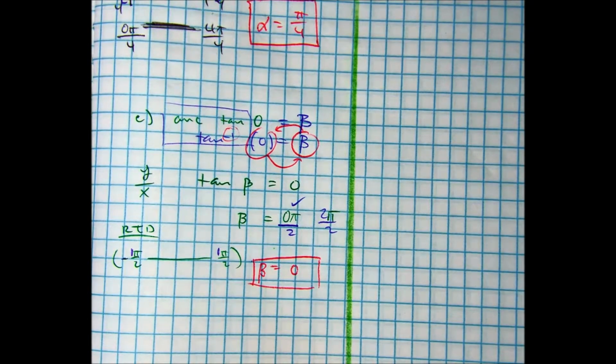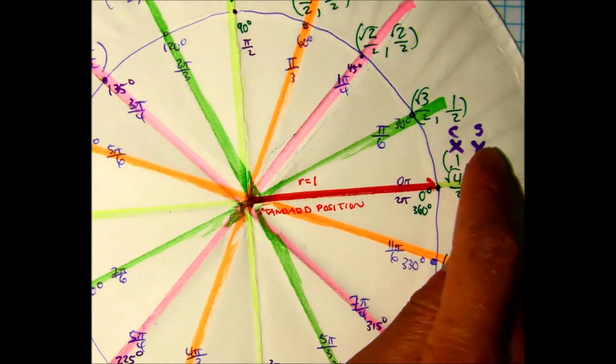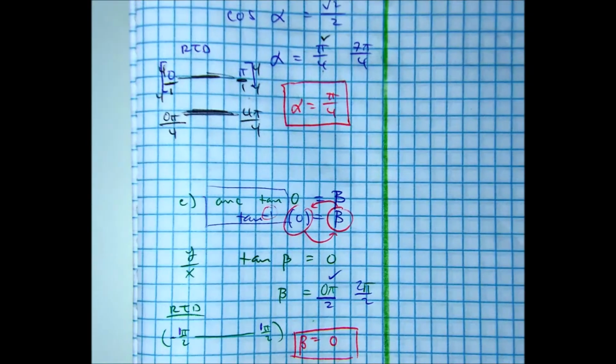Now, what's more difficult about tangent is because you can't see it right away. You have to do y divided by x. And these are the two trig inverse problems we just did.